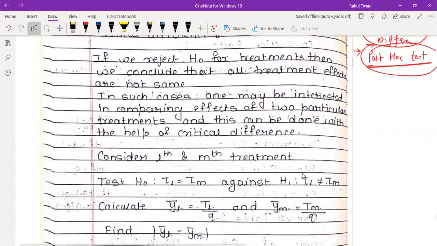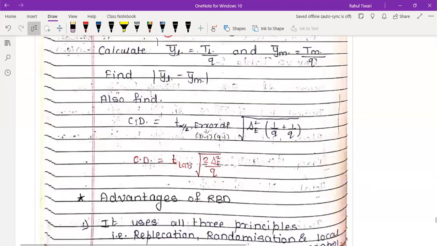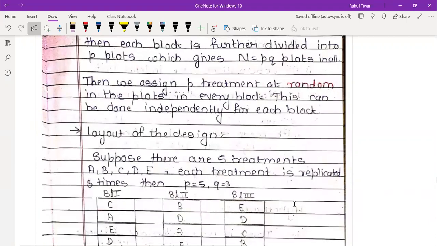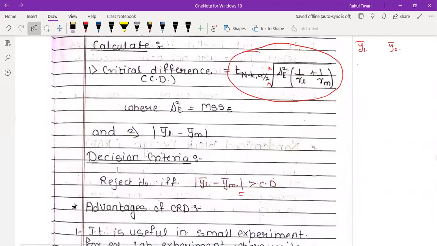So that means I am interested to check whether the LM treatment is same as the MF treatment or not. So we can calculate Y bar L dot, Y bar M dot, and take the mod of this. We take the mod because, with critical difference, we are interested in getting the difference. If this difference is greater than this CD, then we reject the null hypothesis. That's the criteria we have seen. If you remember the critical difference method, it is the same difference you used last class.